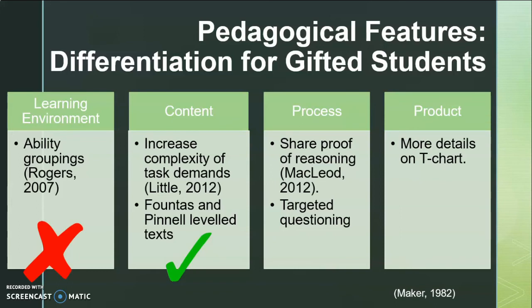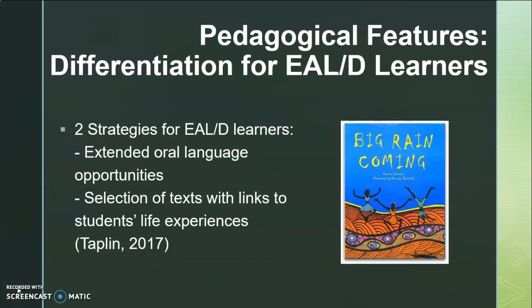McLeod 2012 suggests that the process of learning can be modified for gifted students by asking them to share their proof of reasoning. The lesson achieved this through use of targeted questioning, where these 2 students were asked to explain why a personal experience is connected to an event in a story. The product was differentiated by asking students to include greater details on their T-chart with 2 sentences in each column instead of 1. The 2 Aboriginal students in Prep and Year 1 are EALD learners.